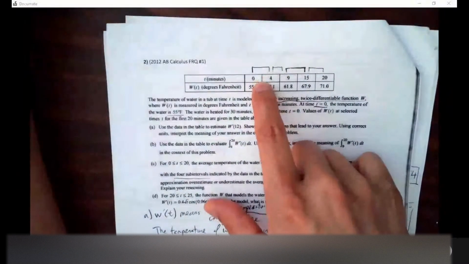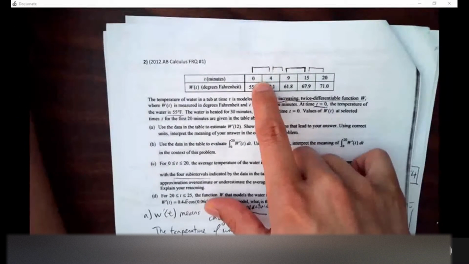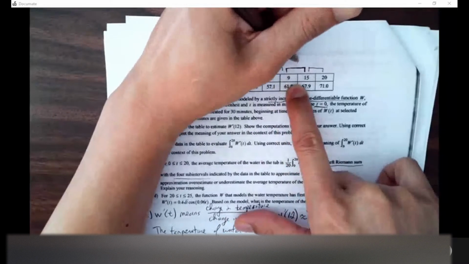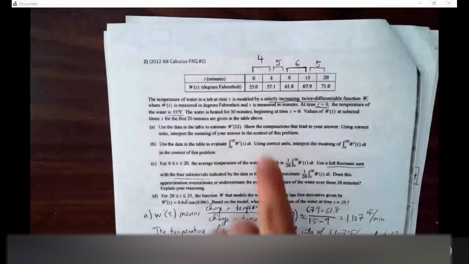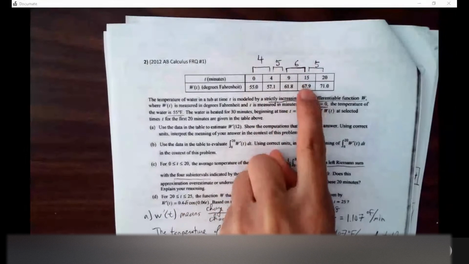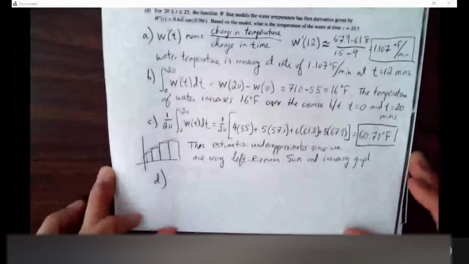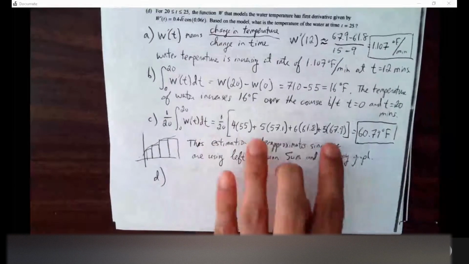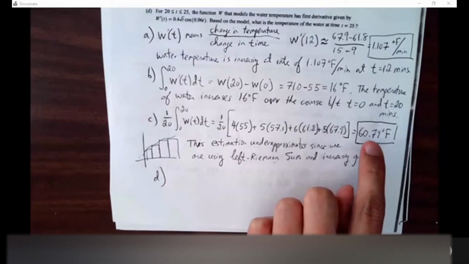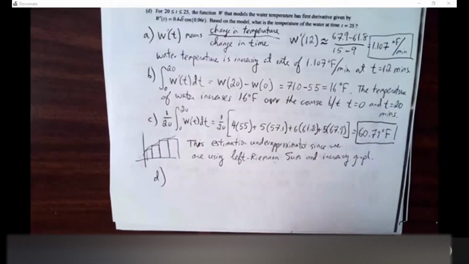Left Riemann sum, I know I need width and height components, so if I subtract the t values, I get the width. Okay, so now we just go through the process of width times height, width times height, width times height, and width times height. Okay, we total that together, and it's going to come out to be an average temperature of 60.79 degrees Fahrenheit.